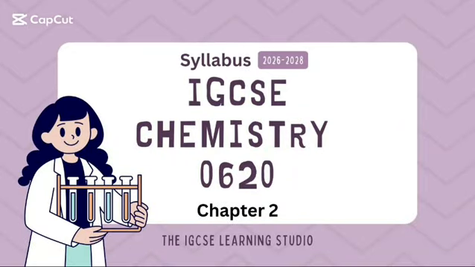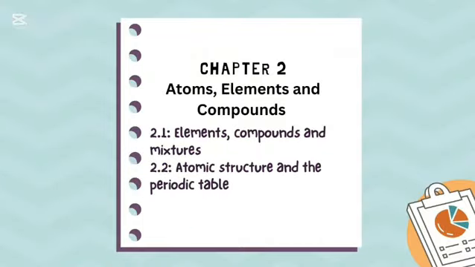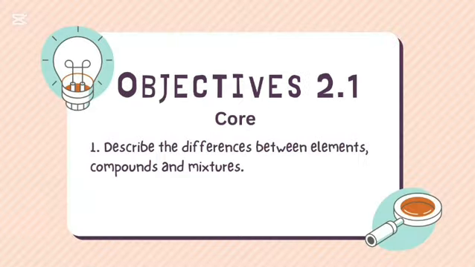Hello, everyone. Today I will be explaining IGCSE Chemistry, Chapter 2. More precisely, 2.1 Elements, Compounds, and Mixtures, and 2.2 Atomic Structure and the Periodic Table. In 2.1, we have to look at the definitions of elements, compounds, and mixtures.